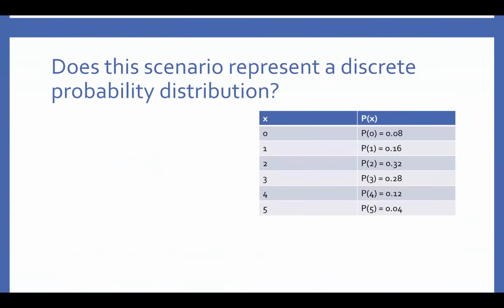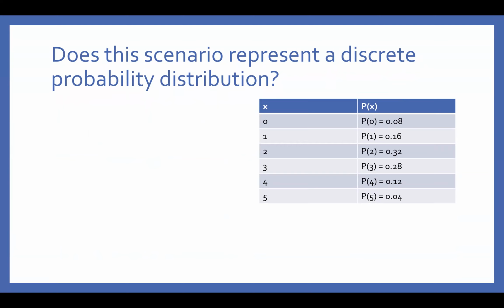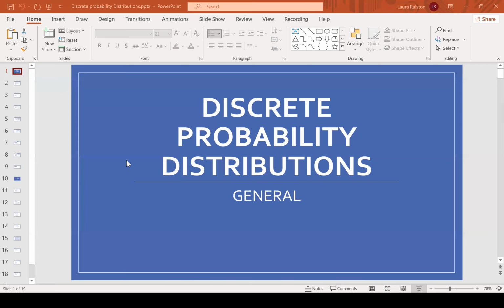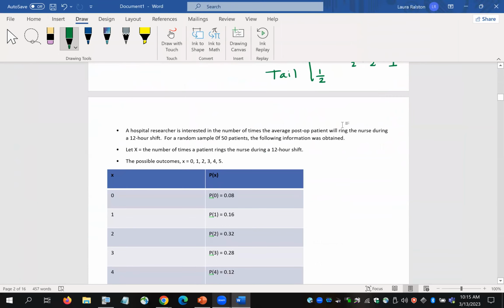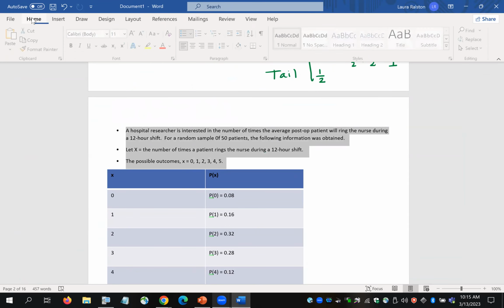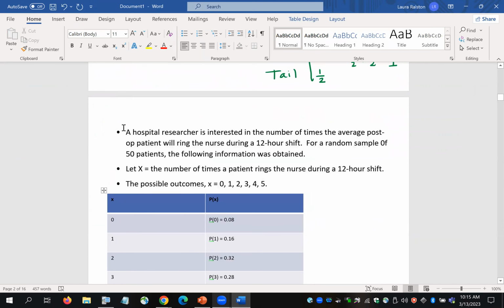So let's jump into some examples. Again, with the discrete probability distribution in its general form. You have to do this by hand. And I moved these questions over to the Word document so that I could make notes for you a little bit easier than I can on the PowerPoint. Okay, so the question here is, let me make a note here.